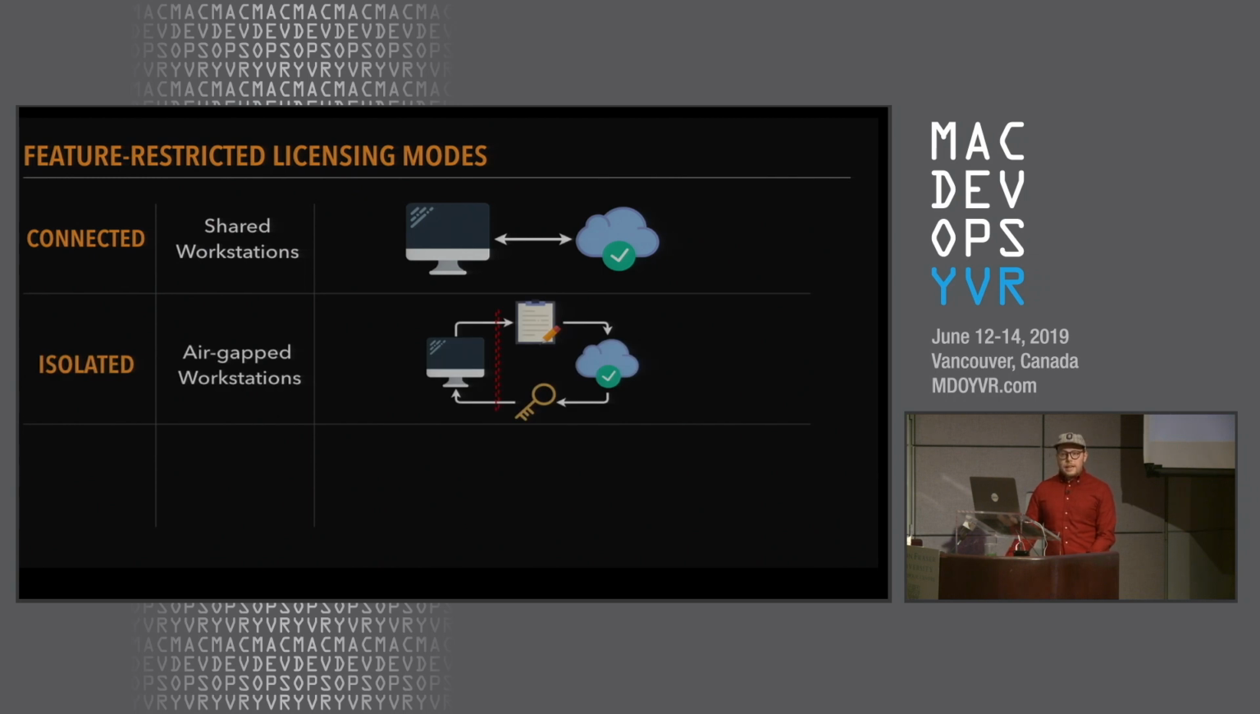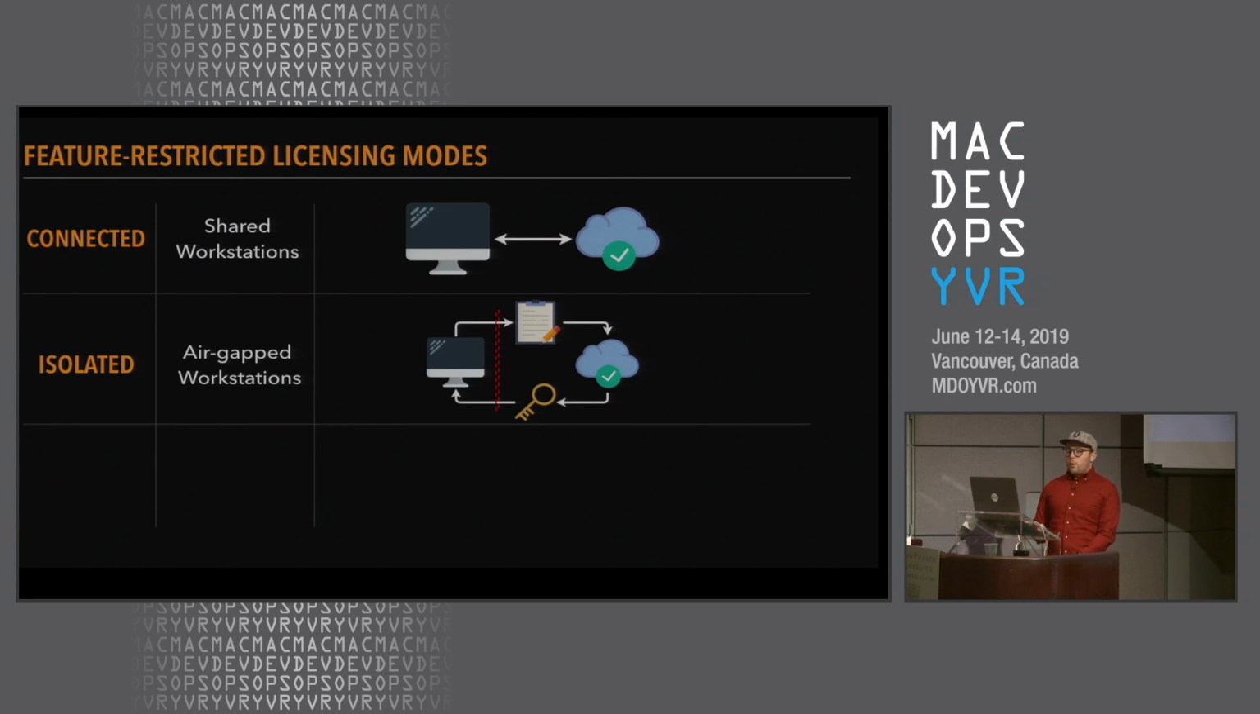It's called an isolated activation method for feature-restricted licensing, and basically the way it works is that they give you a little binary that you run on the workstation. It hands you off a key. You plug that into your Adobe admin console. It spits you back out another key, and then you run that on the air-gapped workstation, and it knows that matches up, and it activates.